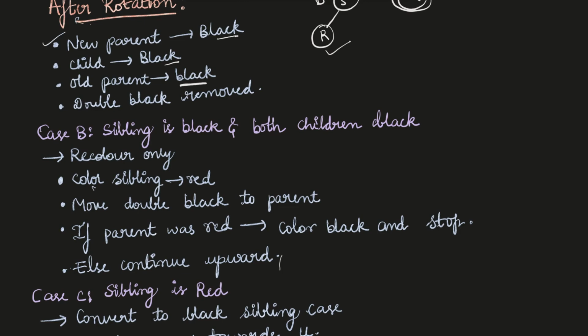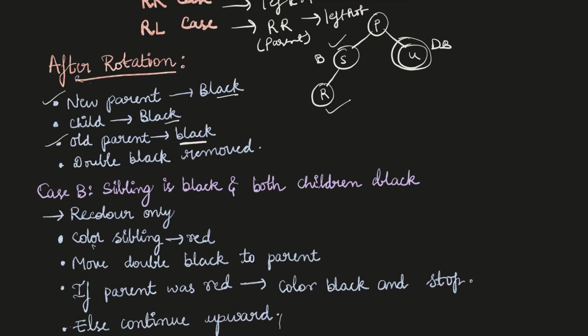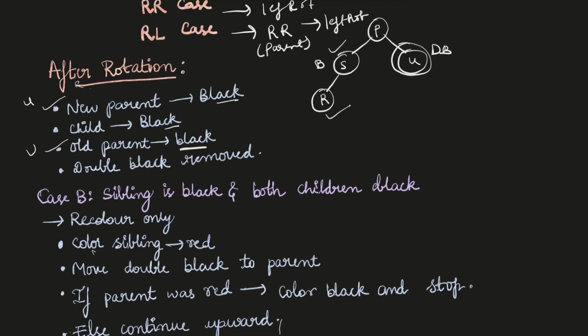Here the new parent and old parent, it is of U. For U, the new parent will become black and the old parent also will become black. Okay. In this case, the child is nothing but the red child of the sibling which we have taken. So it will also become black in color and the double black gets removed.